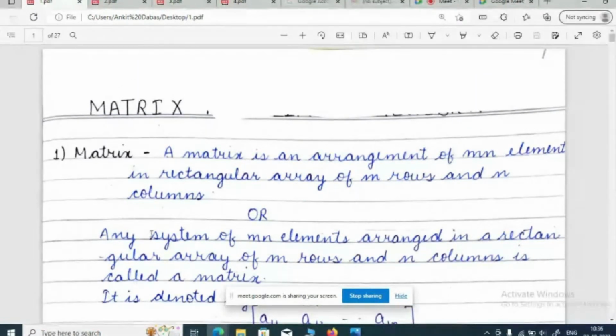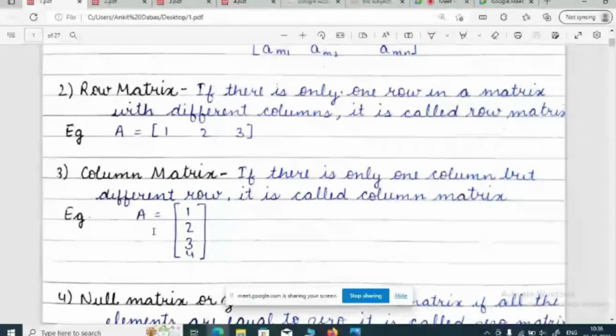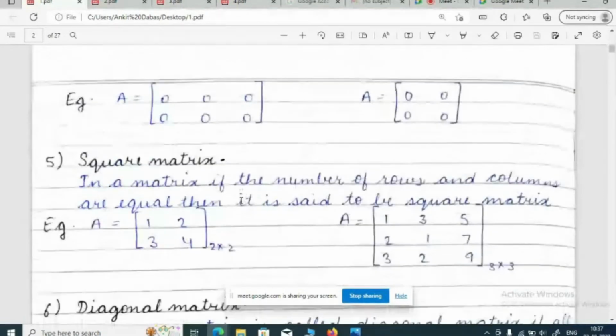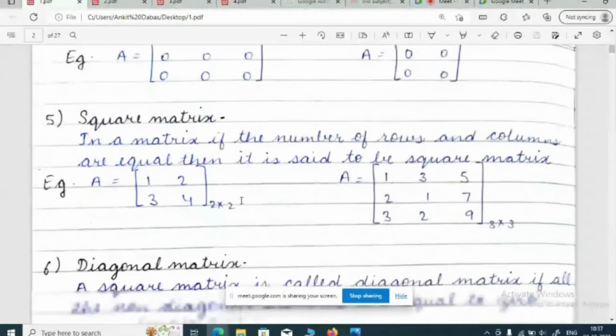Next, we have a row matrix, a matrix with one row and any number of columns. In similar terms, a column matrix is a matrix which has one column and any number of rows. Next, we have a null matrix. A null matrix is a matrix in which all the entries are equal to 0, and it is not necessarily a square matrix. It can be any rectangular form of a matrix. So what is a square matrix? A matrix which has an equal number of rows and columns, that we term as a square matrix.